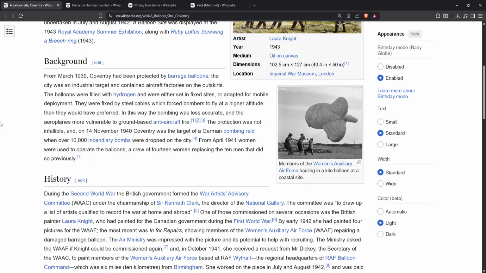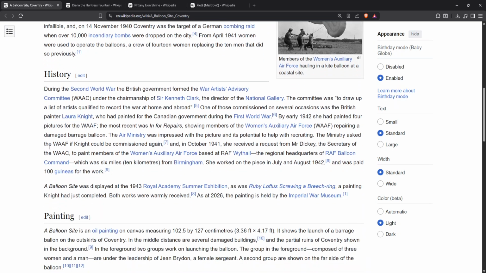The defences were not infallible, and on the 14th November 1940, Coventry was the target of a German bombing raid when over 10,000 incendiary bombs were dropped on the city. From April 1941, women were used to operate the balloons, a crew of 14 women replacing the 10 men that did so previously. Understandable, very understandable.